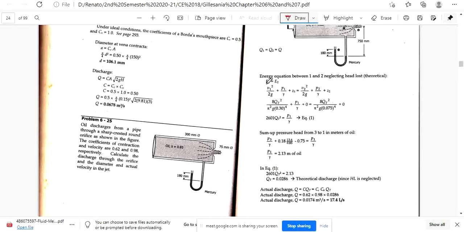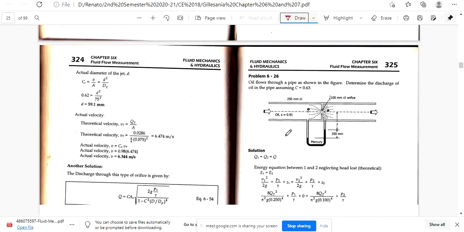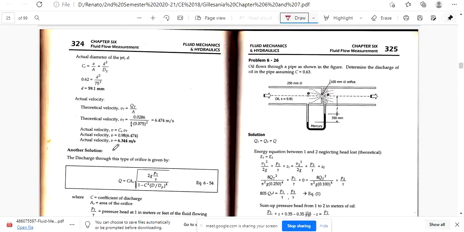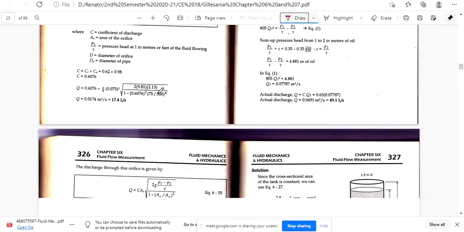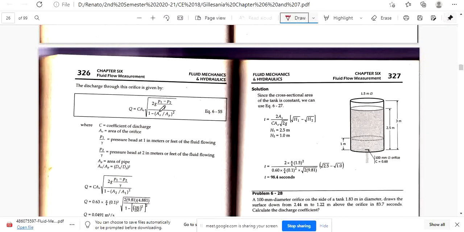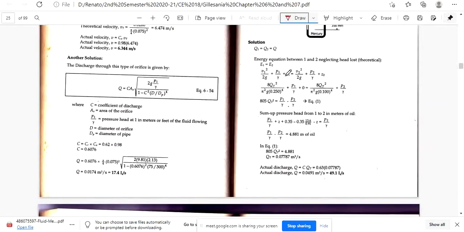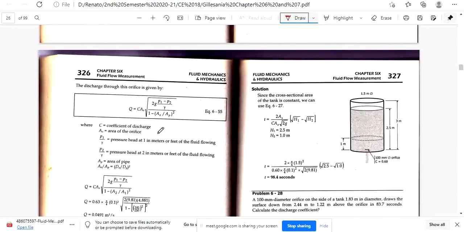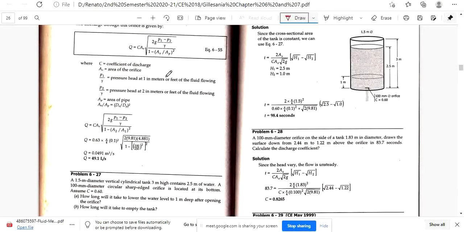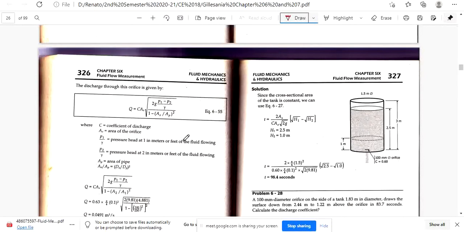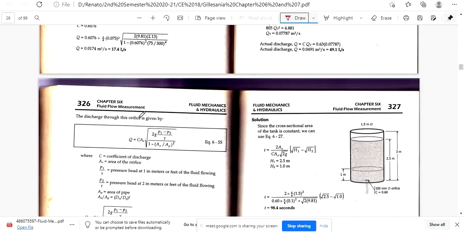So you already learned these in your past classes, whereas if you add another equation, you will be at a disadvantage. Although your solution is shorter because it is direct substitution, the problem is this formula will not be given in the board exam, so you need to memorize it.